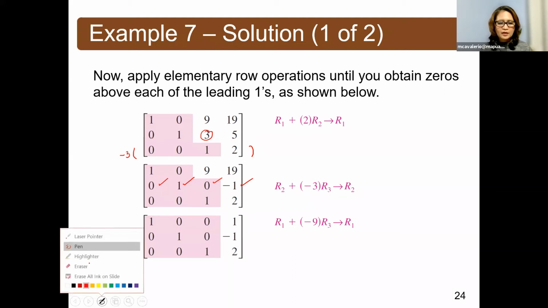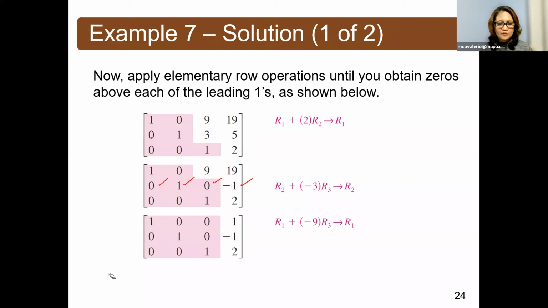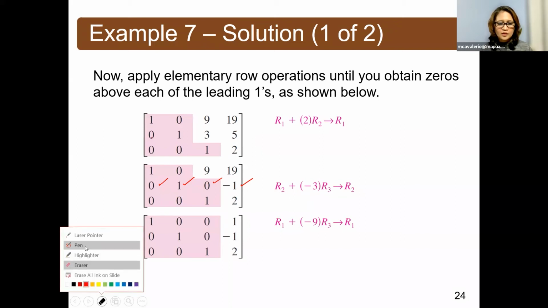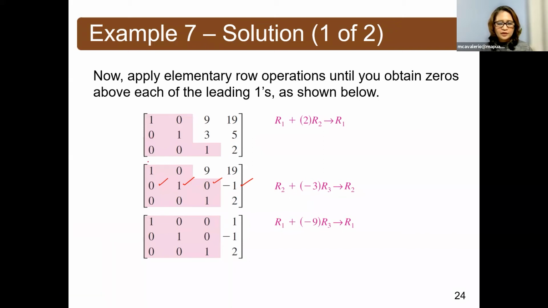Okay, looking back, let us check here. You will have the leading one, and below that one is 0. Below that one is 0, and we have the last leading one. And above those leading ones should be 0. So here above 1 is 0. Here above 1 is 0. And we still need to convert this to 0.